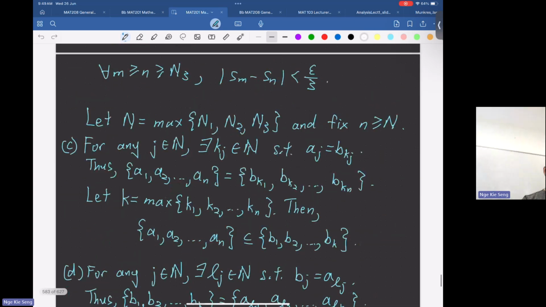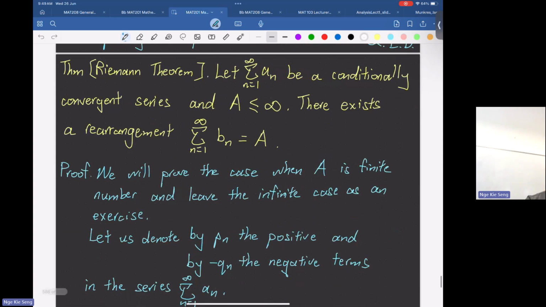And then the second statement is the Riemann theorem. Riemann theorem says that if the series is conditionally convergent, then for any real number, including infinity, I can rearrange the sum to the number you like.